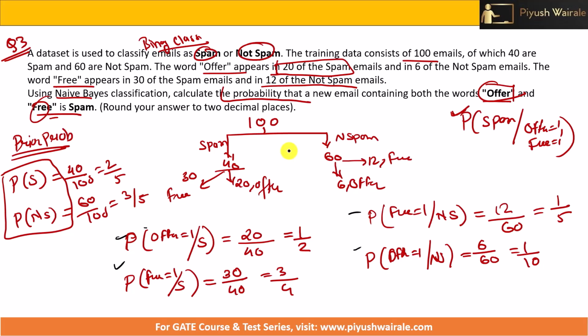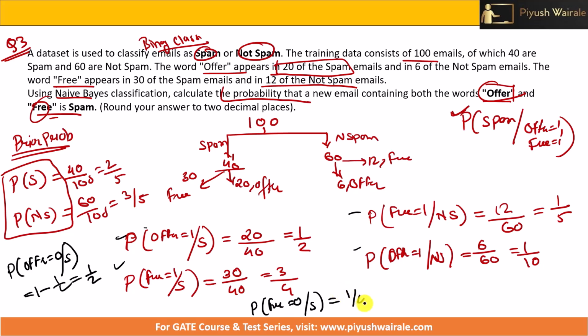Now tell me, what is the probability that the email is spam but offer does not appear? Probability of offer equals 0, meaning offer does not appear, given spam, is 1 minus this probability, 1 by 2. That is again 1 by 2 here. Similarly, what is the probability that the email is spam but the word free does not appear? That is probability of free equals 0 given spam, which is 1 minus 3 by 4, that is 1 by 4 here.